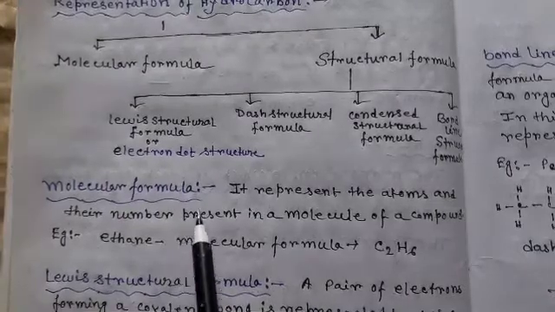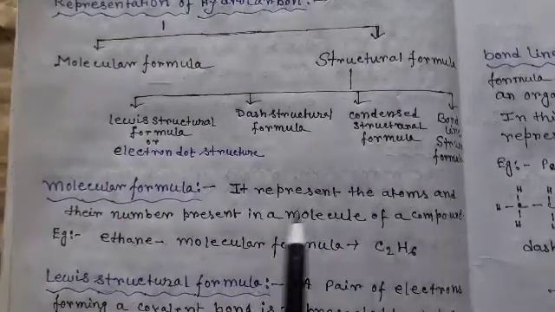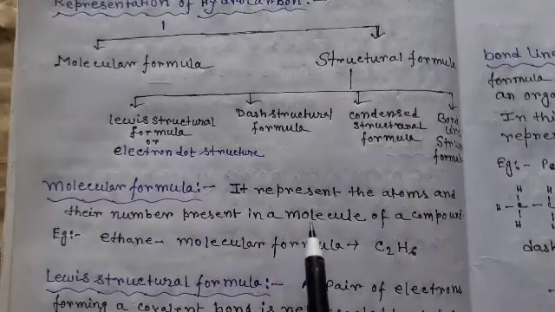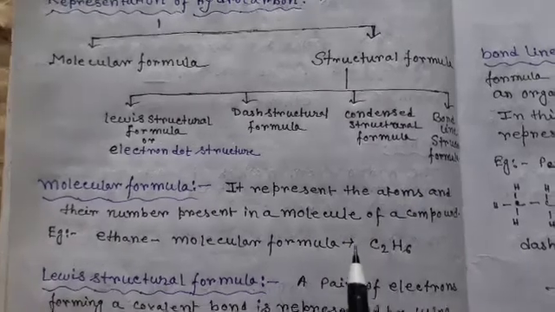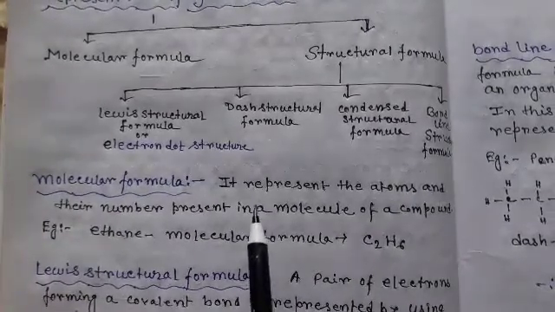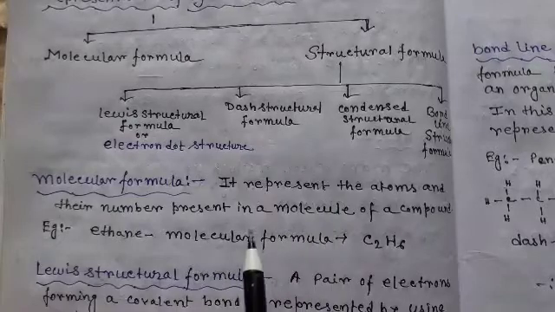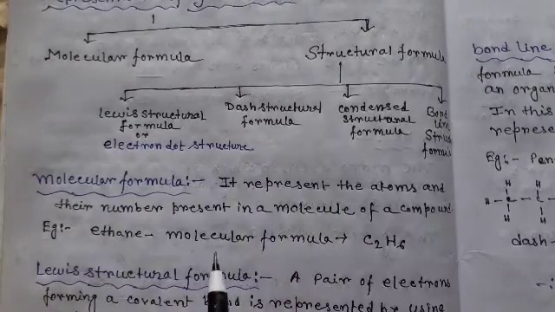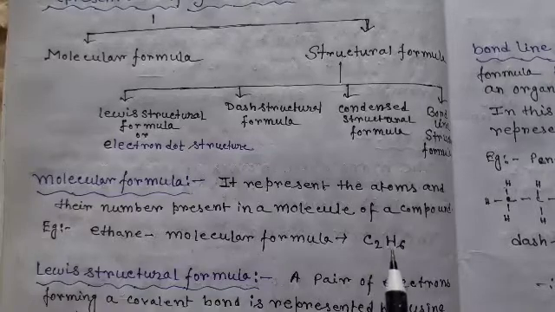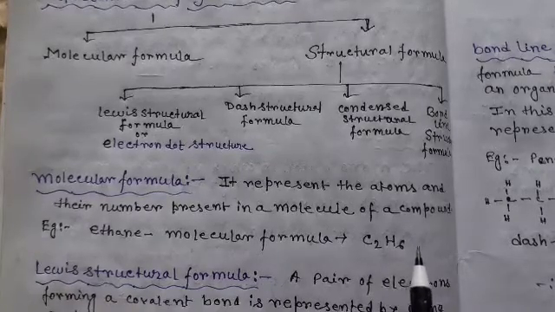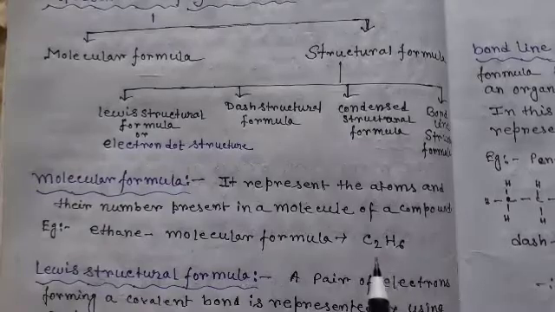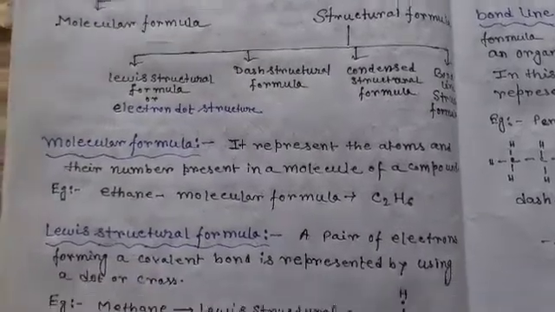What is the molecular formula? It represents the atoms and their number present in a molecule of a compound. That means the molecular formula only represents the atoms and their number. For example, ethane. The molecular formula of ethane is C2H6. 2 carbon atoms and 6 hydrogen atoms are present there. C2H6 is the molecular formula of ethane.